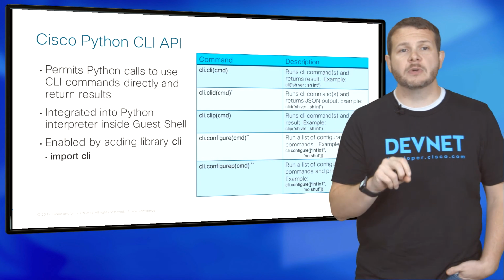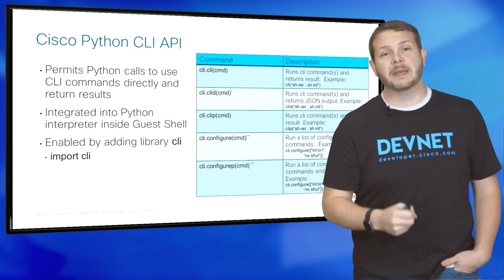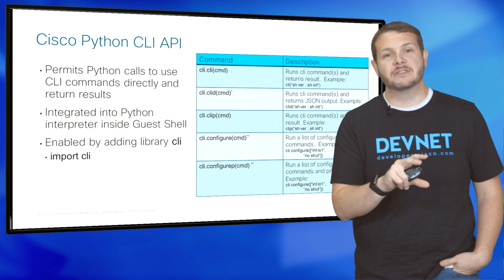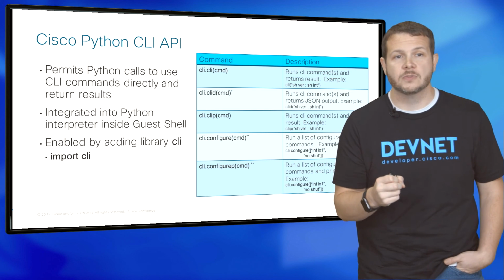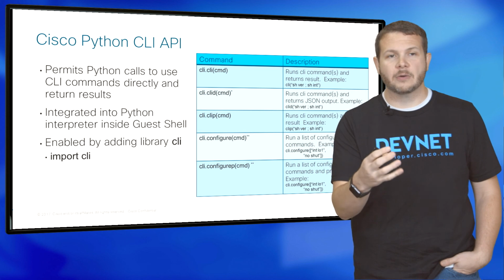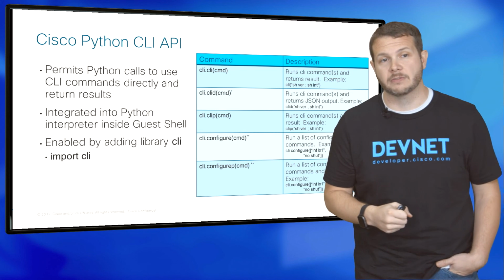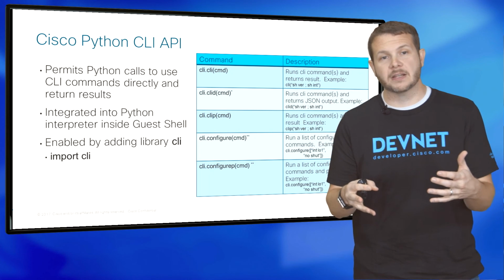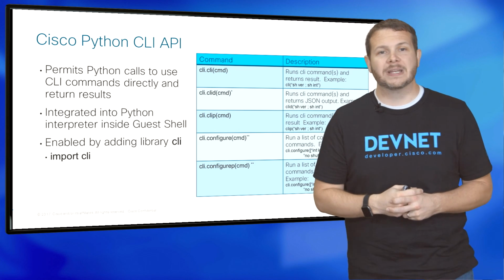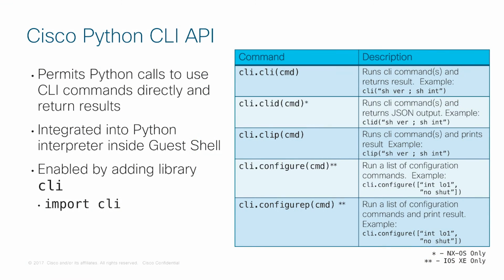Now, as I mentioned, we do include a Cisco Python API library that provides a set of different commands and functions that you can use to interact with the CLI on the underlying host device. So as you're writing your Python scripts or working interactively, we can send CLI commands using cli.cli to send those commands out.